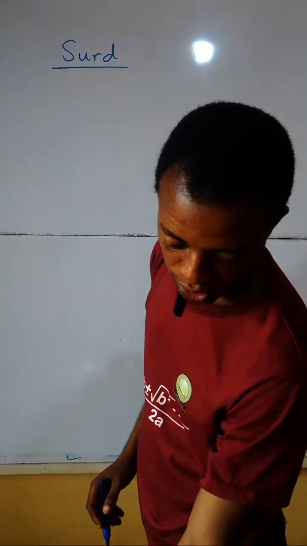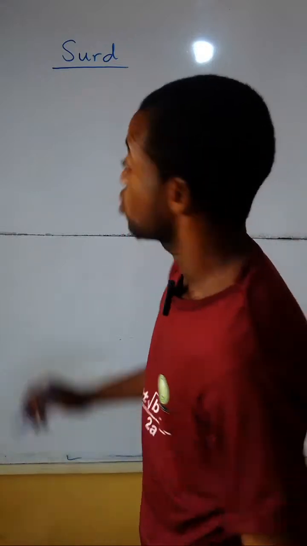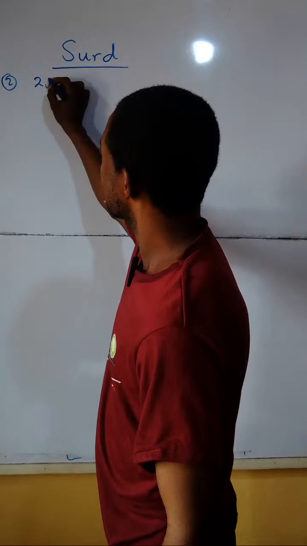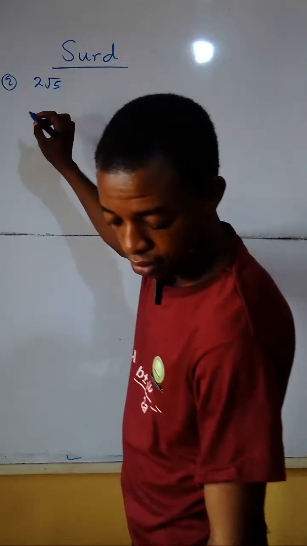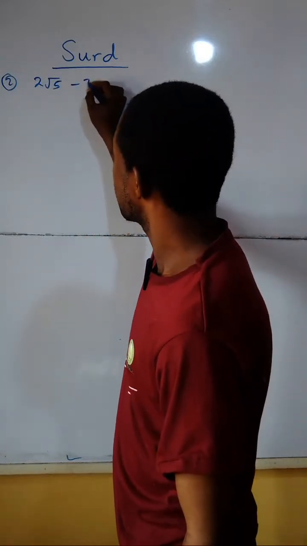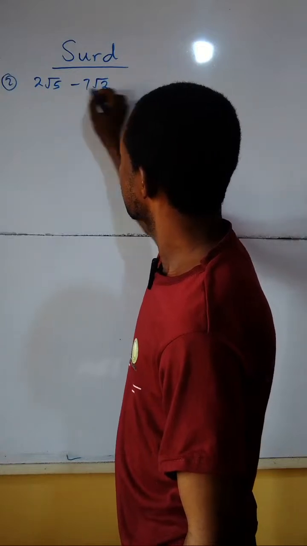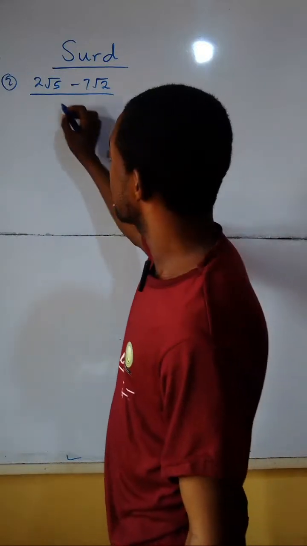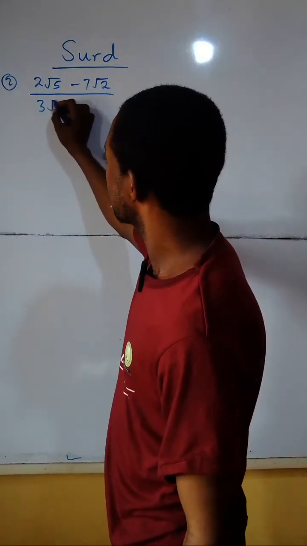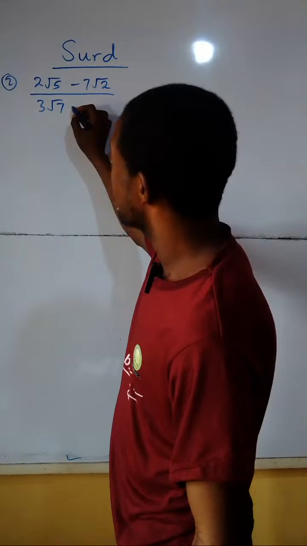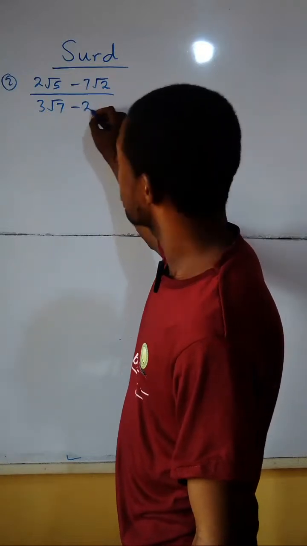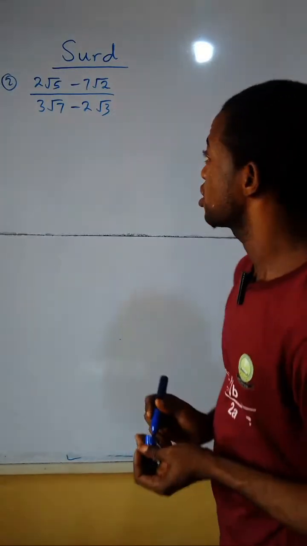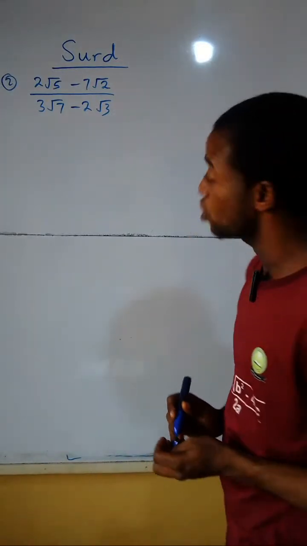So here we have 2 root 5 minus 7 root 2 divided by 3 root 7 minus 2 root 3. Now from here also we rationalize this surd.